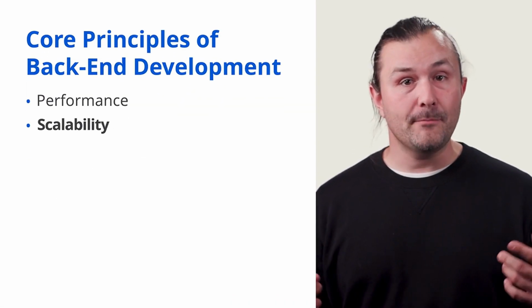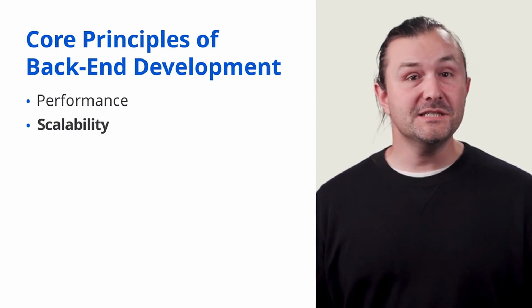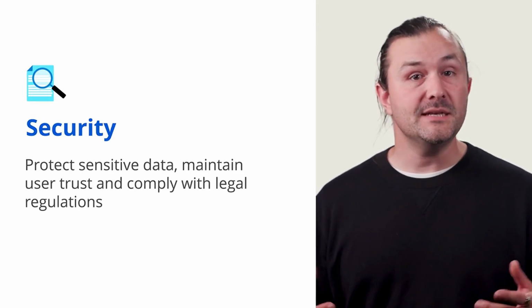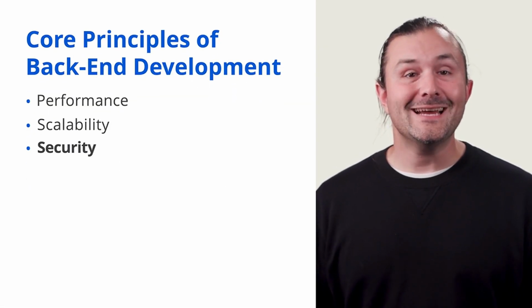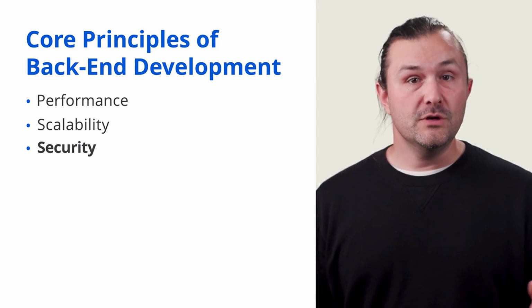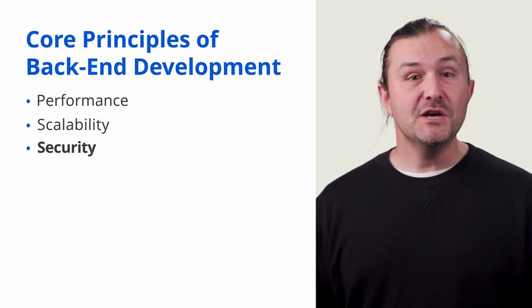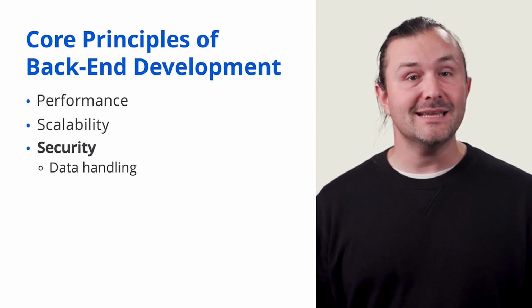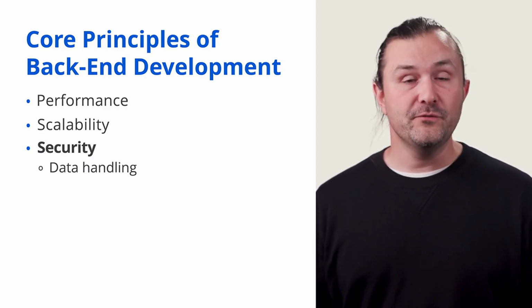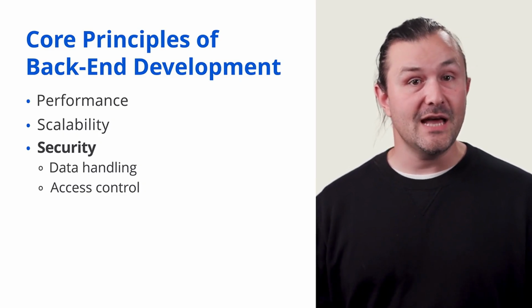While scalability ensures your application can grow with demand, it's also crucial to protect that growth. Next, let's consider the principle of security. Security is critical to protect sensitive data, maintain user trust, and comply with legal regulations. Security in back-end development involves protecting data and applications from threats. You would develop the site to keep important information such as credit card numbers and customer information safe. To do this, back-end developers implement secure data handling by protecting data at rest and in transit through encryption. They also focus on managing access controls to ensure that only authorized users can access sensitive data and functionalities.